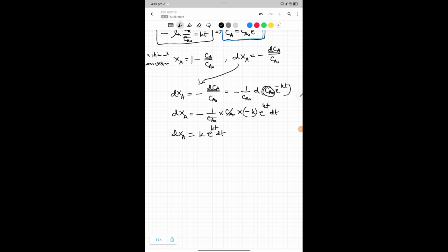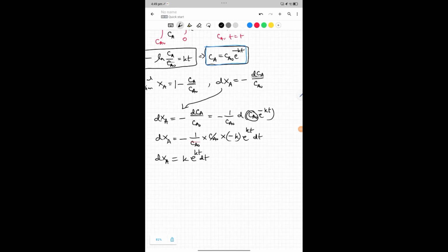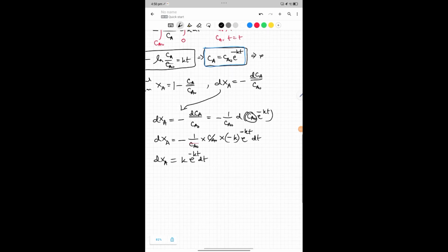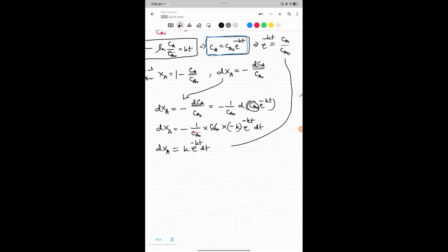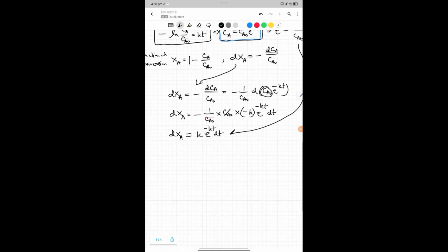Now what do we know? From here again we can write what is e to the power of minus kt. It's actually Ca by Ca naught. So we can write it again over here. So d of xa is k into Ca by Ca naught dt.